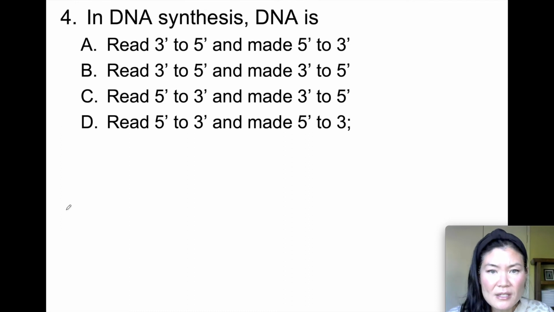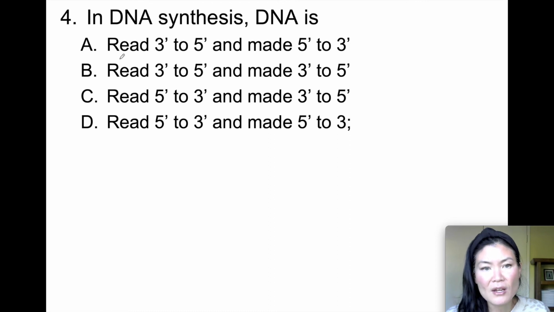In DNA synthesis, DNA is read 3' to 5' and made 5' to 3'. When I say read, that is the template strand. Which template strand is being read? And then it's made. Remember we said the DNA is made from 5' to 3'. DNA polymerase can only add to the 3' end. So it starts at the 5' end, but it adds to the 3' end, okay?